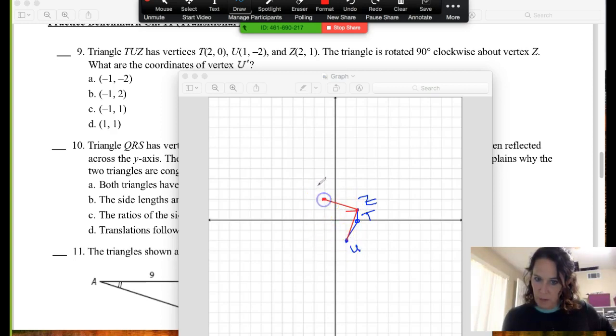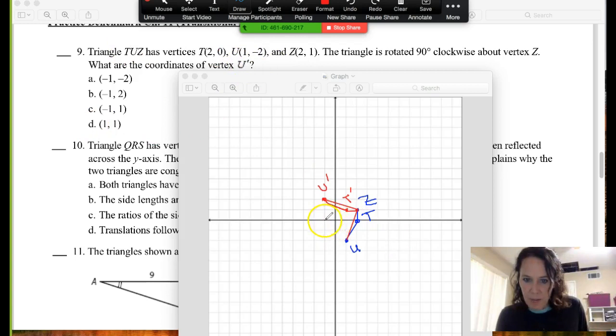So this will be my U prime. This was my T prime. There's my U prime right here. And if I want to connect this back, there will be my rotation from here to here. And that was ugly because I drew it freehand, but I rotated this triangle to here. Now what's that point? It asks for U prime. Let's see, that point would be -1, up 2. So -1, up 2, it would be B.